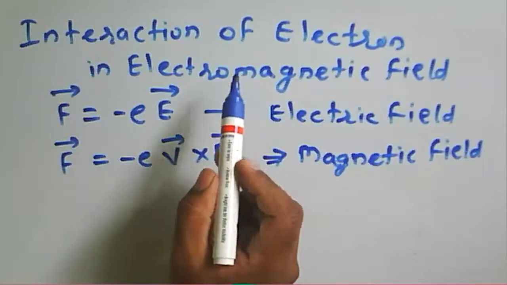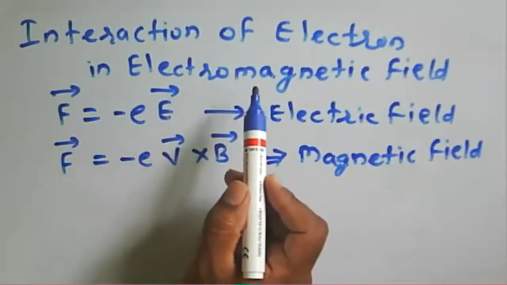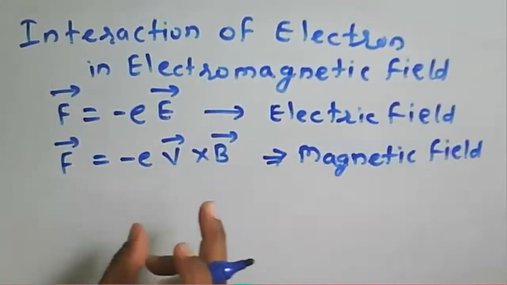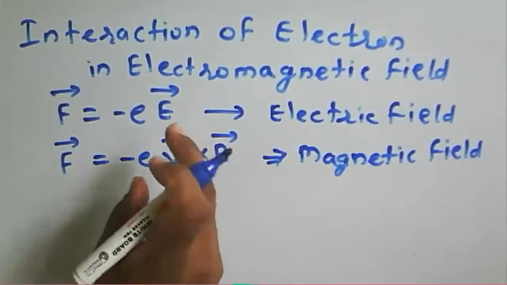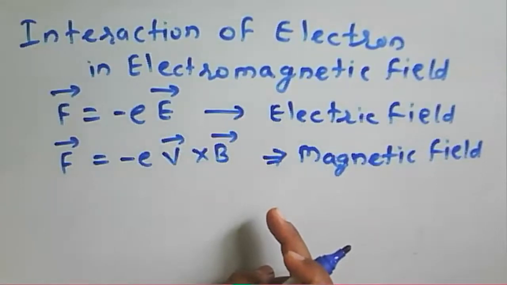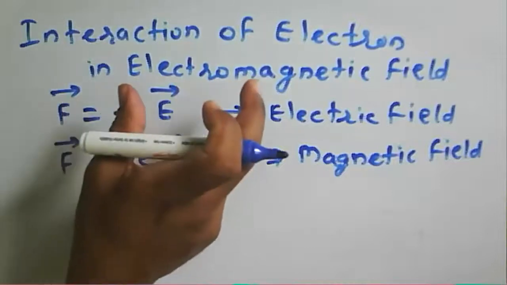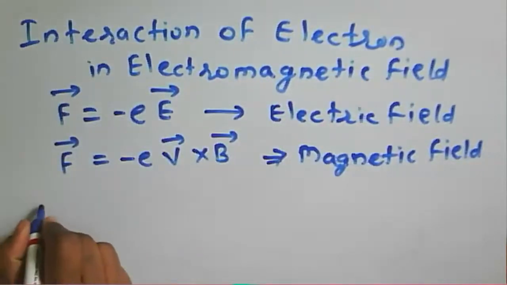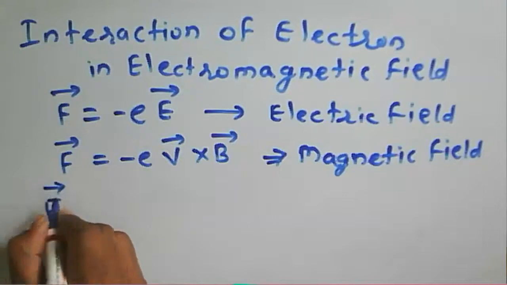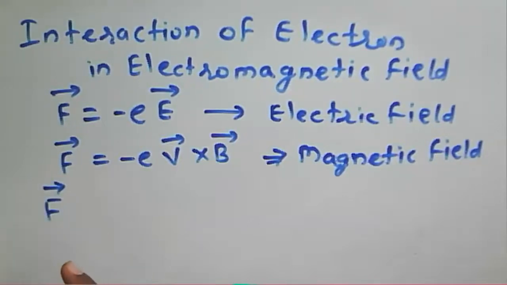Now when we talk about the interaction of an electron in an electromagnetic field, we need to combine these two equations. That is the interaction of an electron in an electric field as well as in a magnetic field, which is nothing but the interaction of an electron in an electromagnetic field. But we should know the motion of the electron and the direction of the electric field and the magnetic field.